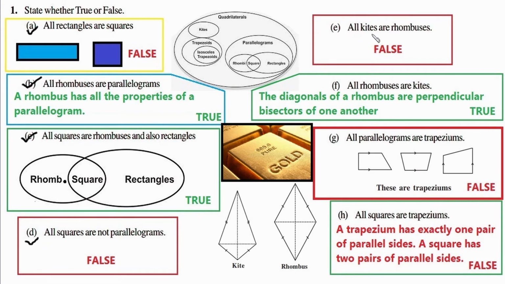Talking about E part, all kites are rhombuses. Here is the representation of a kite and a rhombus. The major difference between a kite and a rhombus is this: in the case of a kite, the consecutive line segments are equal to each other. However, in the case of a rhombus, all four line segments are equal to each other. So this is the only difference between kites and rhombuses. Therefore, this statement is false because all kites can never be rhombuses. They are two different things. A kite cannot have all its four line segments equal to each other. If it happens so, it will be termed as a rhombus. Therefore, this statement is false, that all kites are rhombuses.